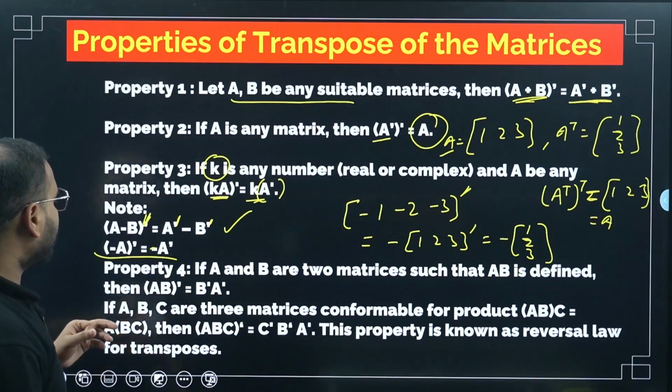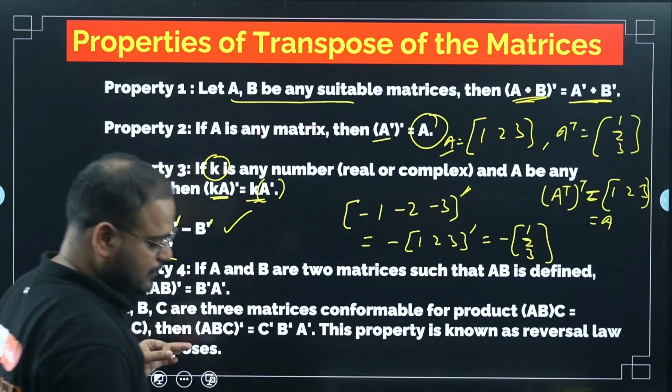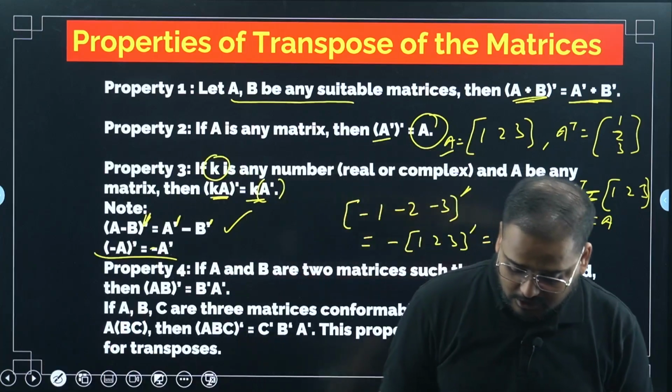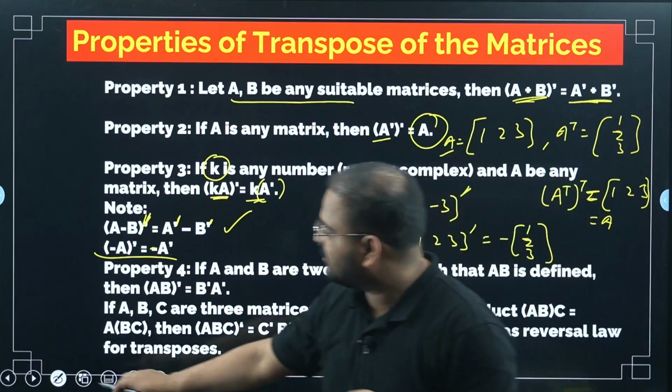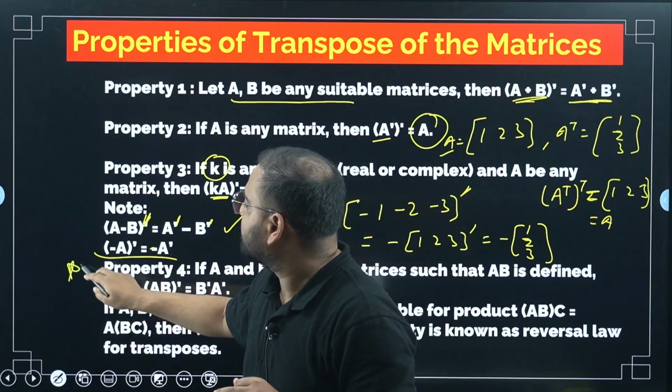Okay. Property 4. Now this is important. This is important, used a lot in determinants and matrices. So do not forget this. Make it very, very important.